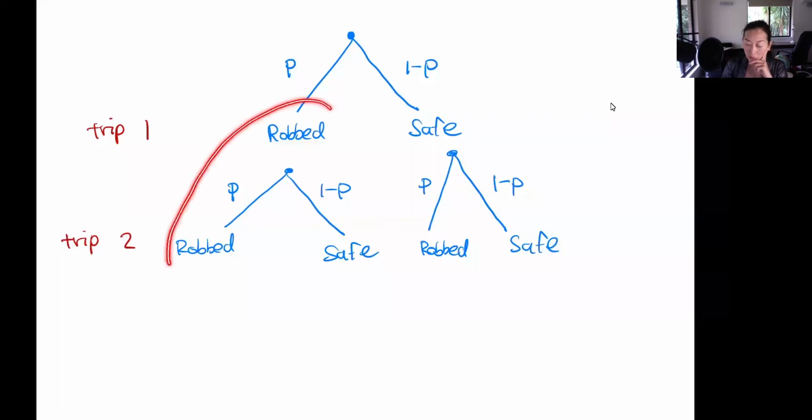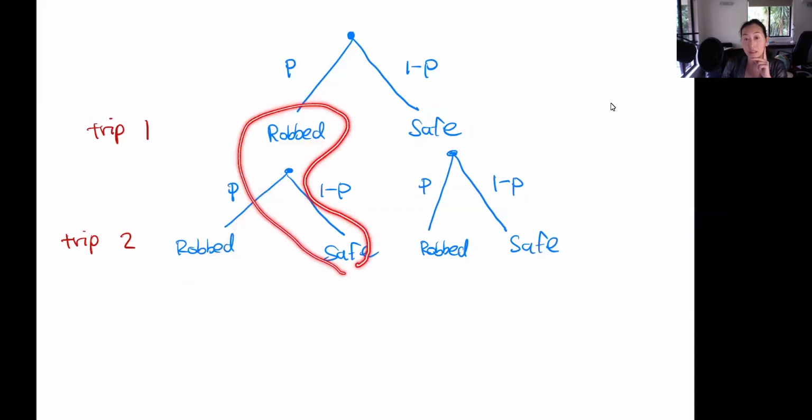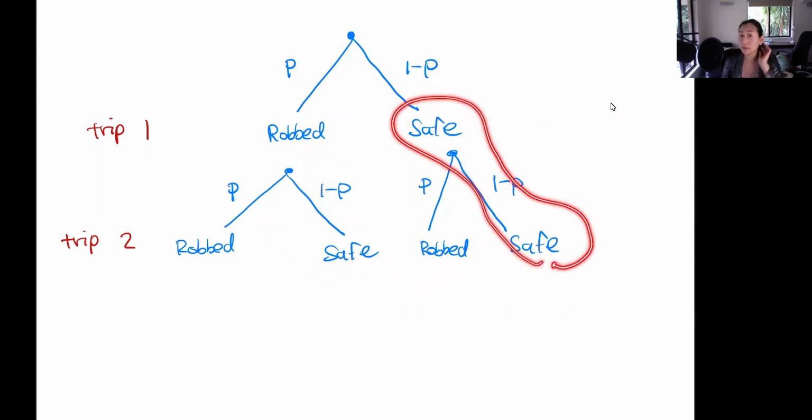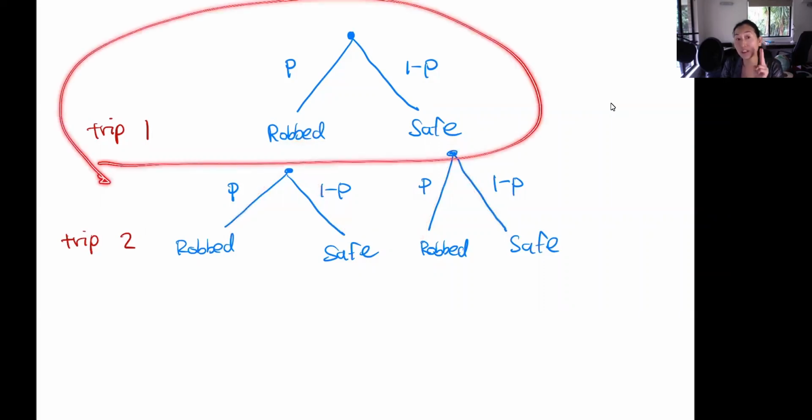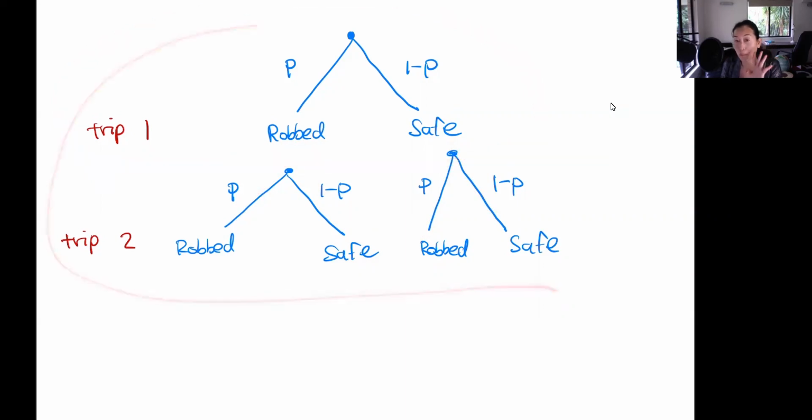She is either robbed in the first trip and the second trip, or robbed in the first trip but safe in the second trip, or safe in the first trip and robbed in the second trip, or safe in both trips, right? So how many possible mutually exclusive events are there? There are actually 4: rob-rob, rob-safe, safe-rob, safe-safe. If you are dealing with only 1 trip, there's only 2, but now you're dealing with 2 trips, so there are 4 possible scenarios that could happen.